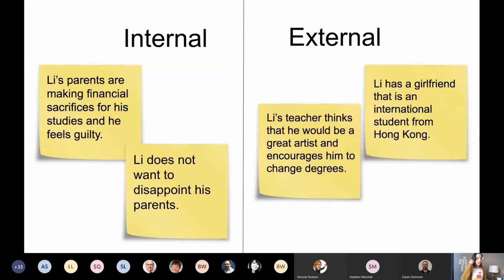So internally, his parents are making financial sacrifices because he's an international student. He's feeling pretty guilty. He doesn't want to disappoint his parents. So he's got their approval hanging on the line. That's a stake, and we'll explore that later. Externally, his teacher thinks he would be a great artist and encourages him to change degrees because he's studying business. And he's got a girlfriend who's also an international student, and she's from Hong Kong. So that could possibly create some conflict later on because he's from China.